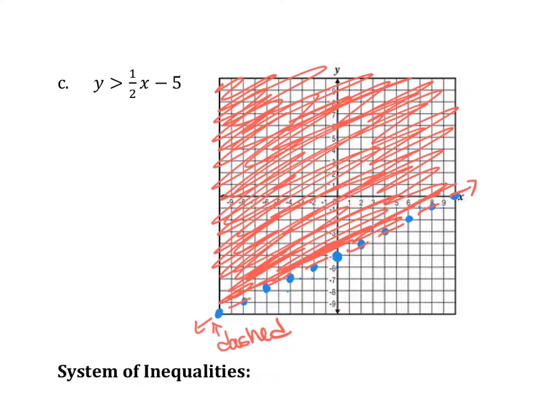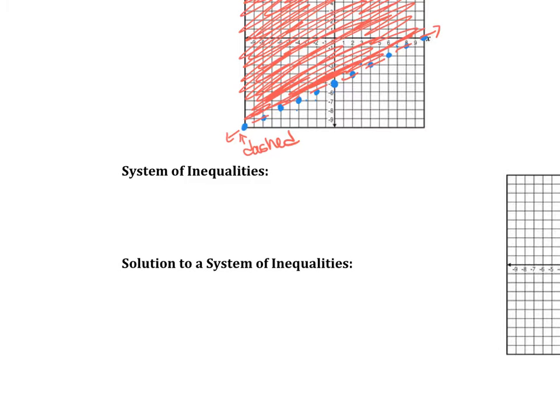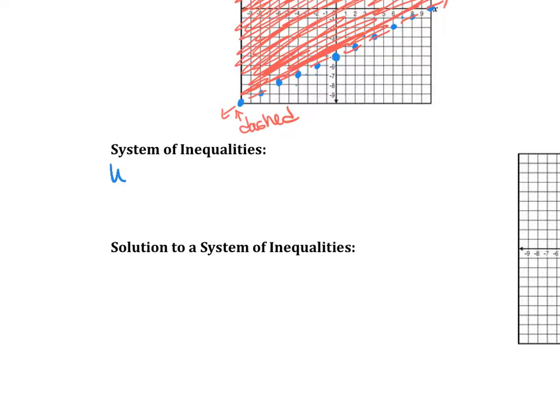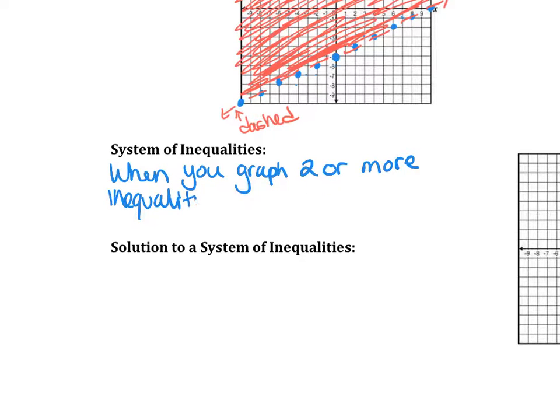Okay, so that's how you graph one inequality on a coordinate plane. However, we are focused on systems of inequalities. So a system of inequalities is when you graph two or more, we're just going to be focusing on two, inequalities with their shading on the same coordinate plane.